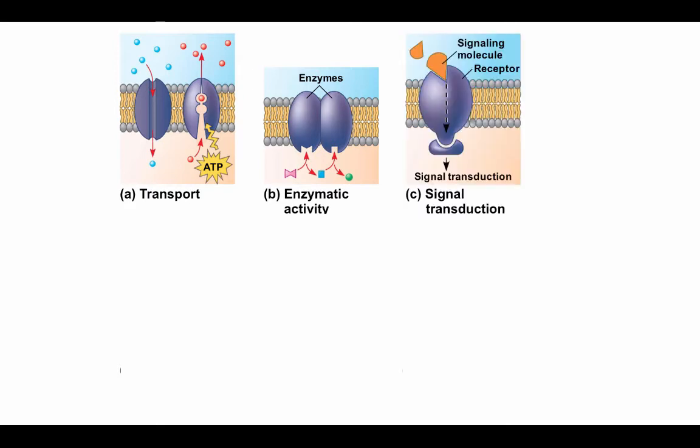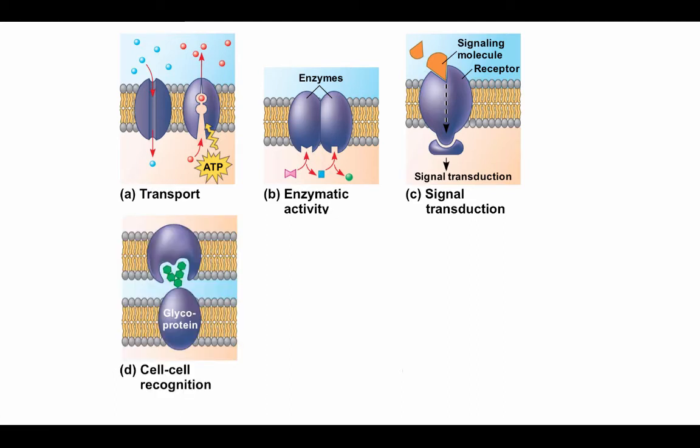Signal transduction is going to be a really important one when we get to, say, the endocrine system or the nervous system. So being able to attach some kind of signaling molecule and cause some kind of change in that protein that's going to transmit that signal down into the interior of the cell so that the cell can respond to it. Again, super important in terms of response to the environment.